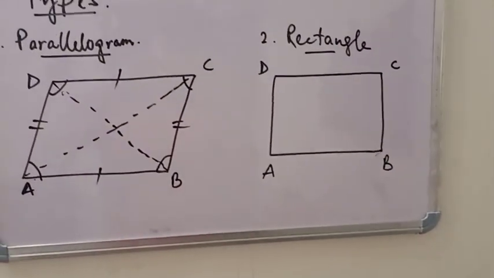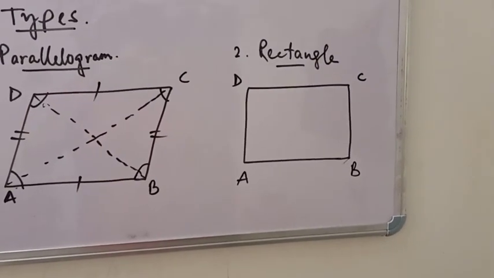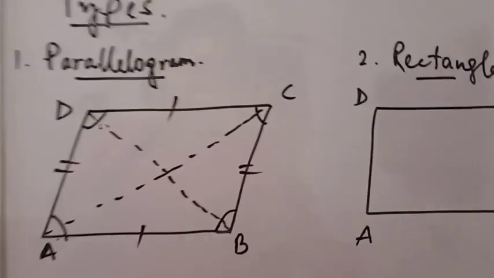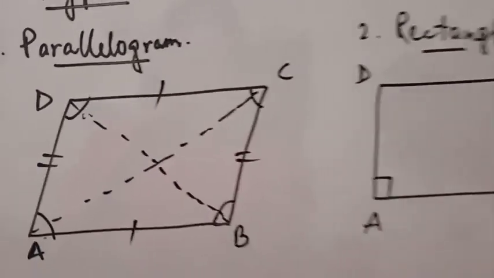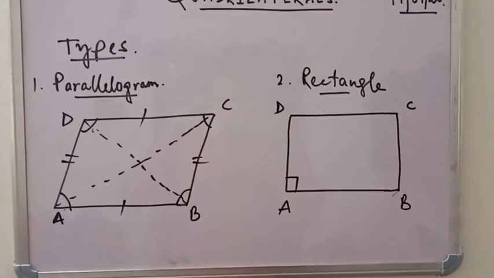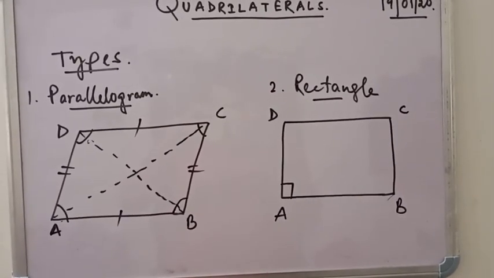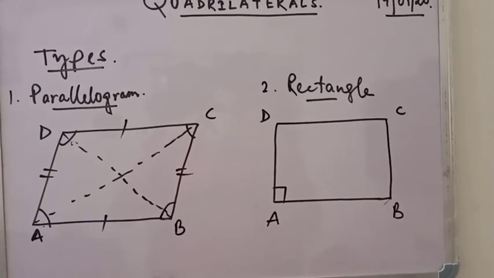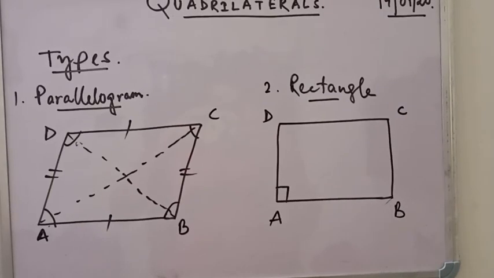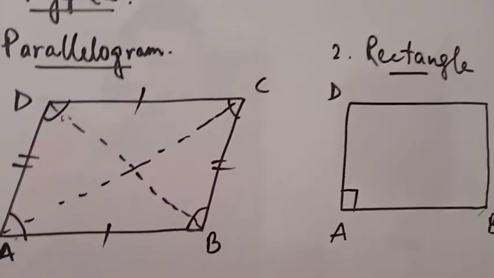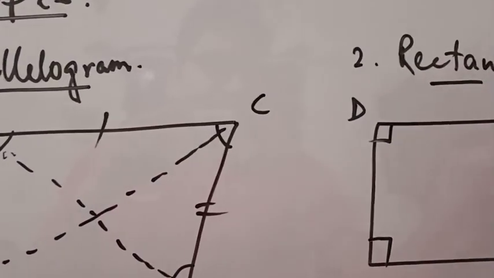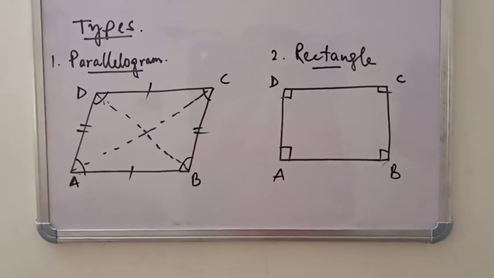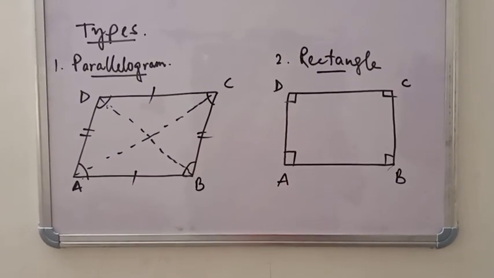Now, rectangle. A parallelogram is called a rectangle if one of its angles is a right angle. See that, this is a right angle, so this is a rectangle. In ABCD, a parallelogram in which angle A equals 90 degrees, ABCD is a rectangle. All the interior angles of a rectangle are right angles. Next.